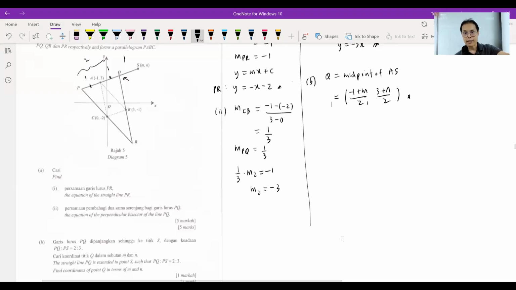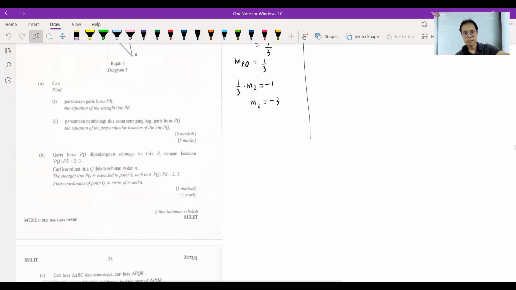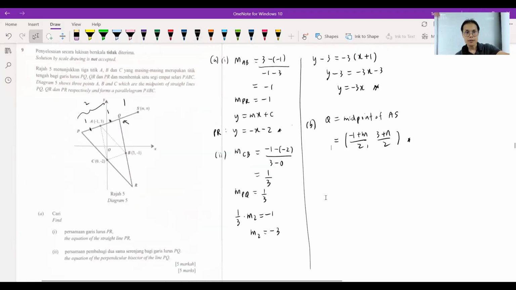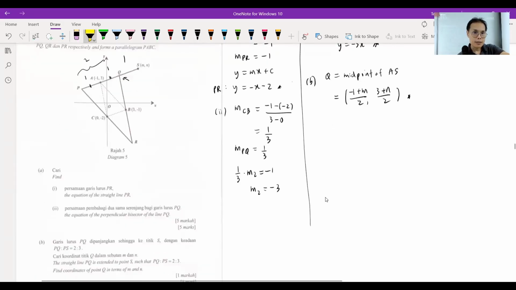Okay. All right. Lastly, find the area of triangle ABC. Then find the area of triangle PQR. If you look at this, your ABC is a smaller triangle inside. ABC is this. Correct? And we can find this area fairly simply, right? We just use the formula for the area of a triangle, the shoelace method, if you like.